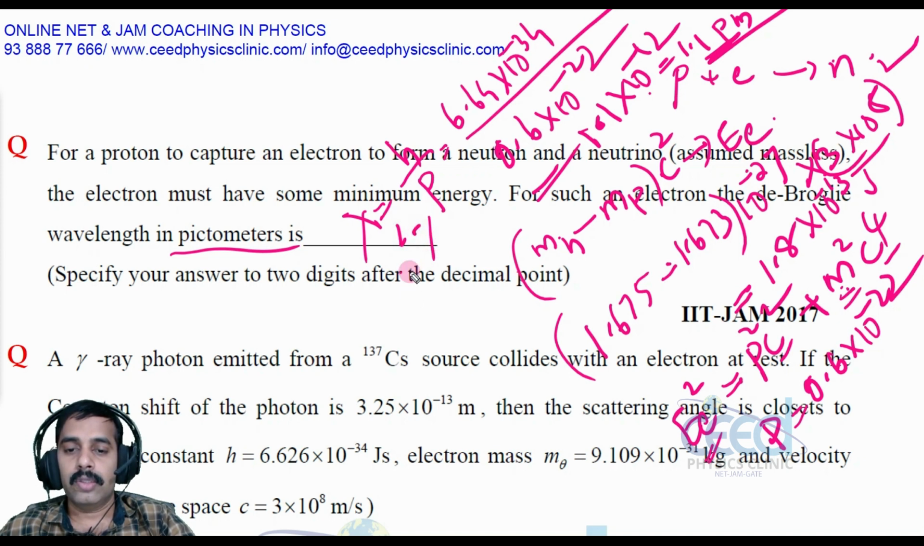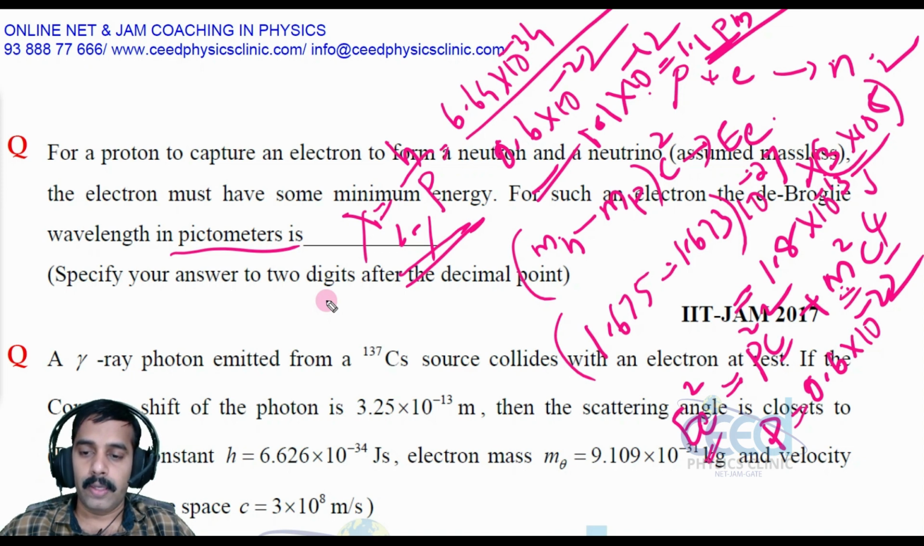Alright. So we need 2 digits in the answer. So 1.1 is the answer. Right.